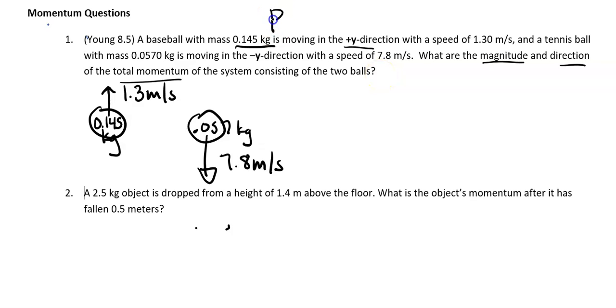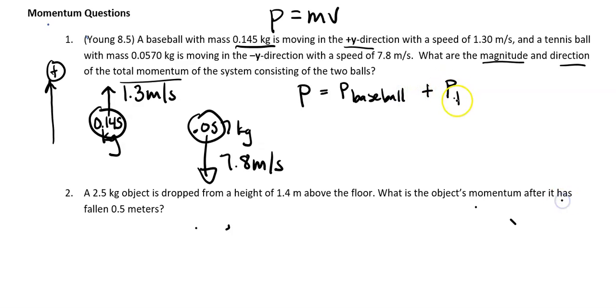Okay, so we know our equation for momentum is p equals mass times velocity. Since velocity is a vector, momentum is a vector too, so we're going to have to deal with directions. I'm going to say the upwards direction is positive, so the downwards direction is negative. To find the total momentum of something, we just add it all together. We're only dealing with the y direction, so we can just add everything in the y direction. It's going to be the momentum of the baseball plus the momentum of the tennis ball: mass times velocity plus mass times velocity.